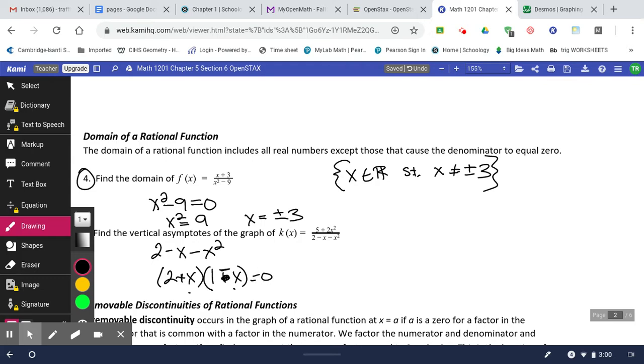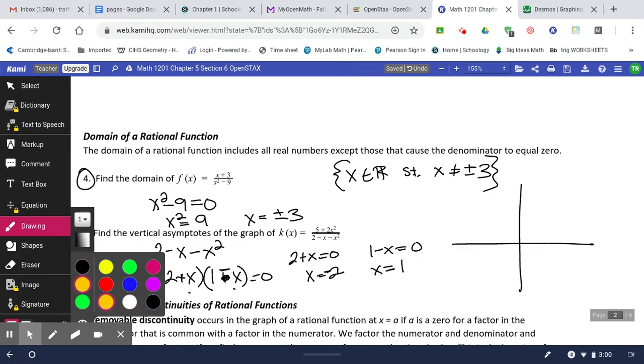Okay, so then this equals 0. So then that is going to be the fact that 2 plus x equals 0, and 1 minus x equals 0. So x equals negative 2, and x equals 1. So those become your vertical asymptotes. So if this is my graph, one of them is at x equals negative 2. If it's a vertical line, remember, then it's simply x equals negative 2. That's literally the equation of the vertical asymptote. And then x equals 1. Those are your asymptotes.